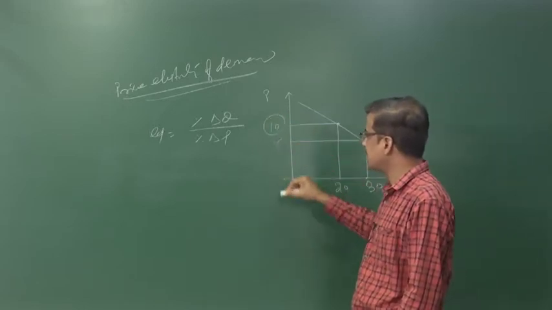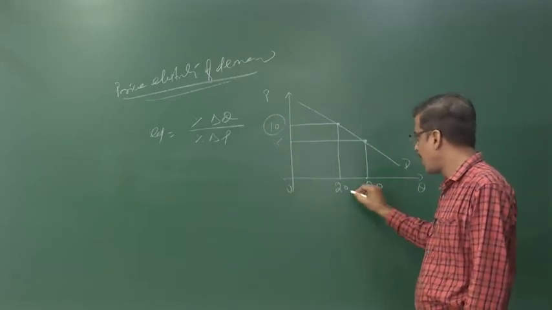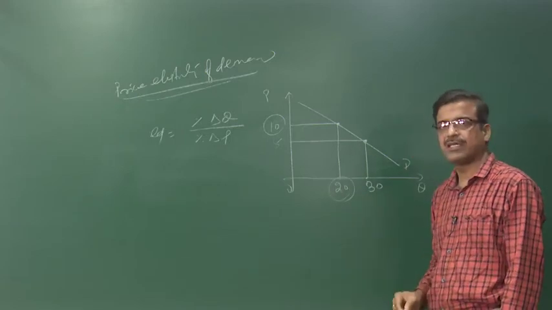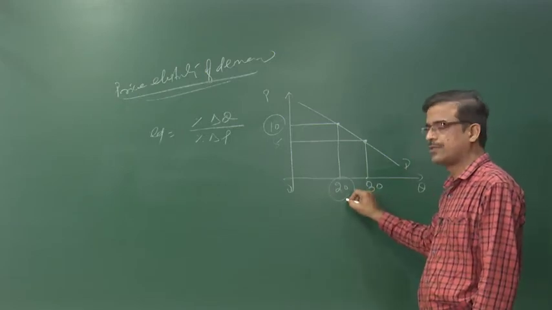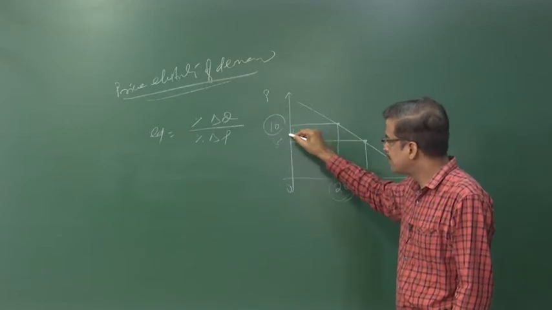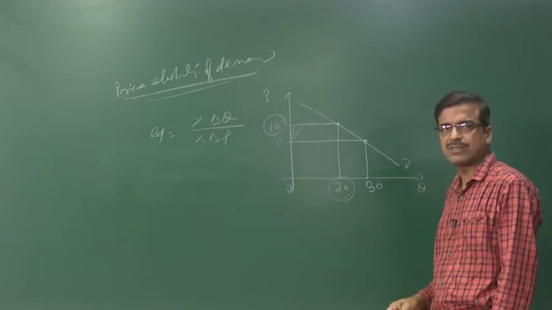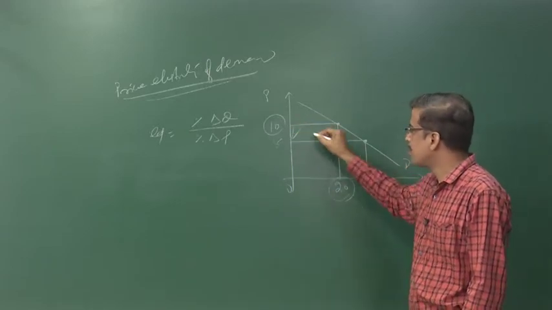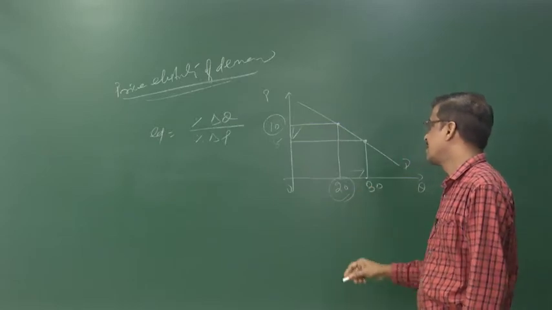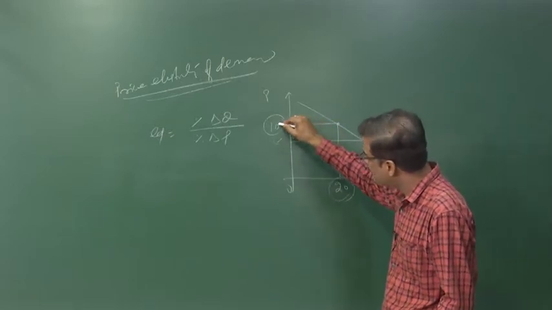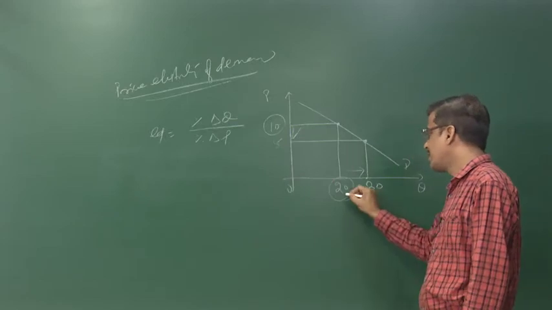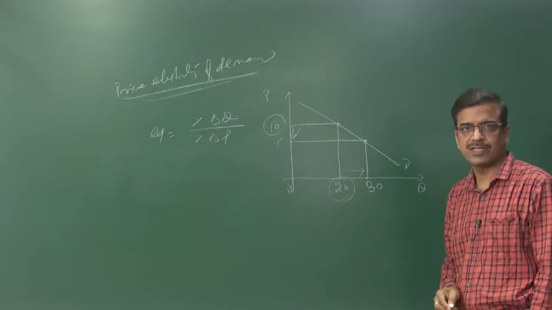Initially the price of the product is 10 rupees. How many units are demanded? Now the units demanded are 20. When the price falls, other factors remaining constant, quantity demanded increases. When the price falls from 10 to 5, demand increases from 20 to 30.